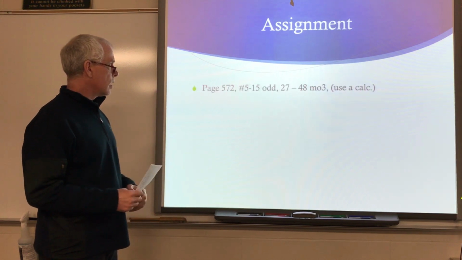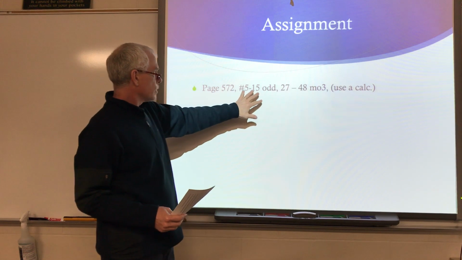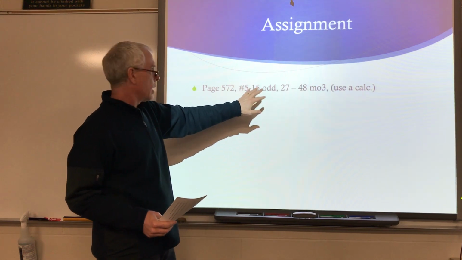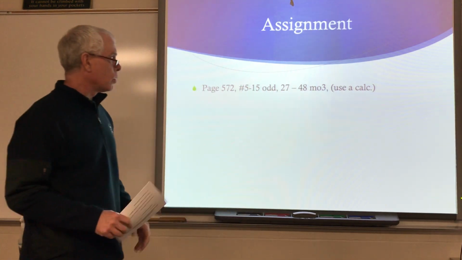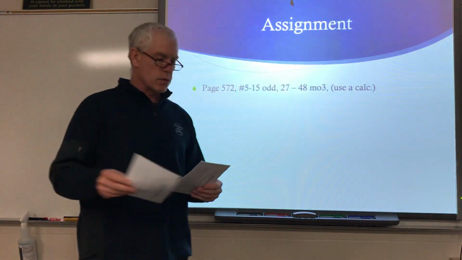So there's the problems here. So 5 through 15 odd. And those ones you can do by hand. There's not a lot of them, but you can do them by hand. But the 27 through 48 multiples of 3, use the calculator. Use reduced row echelon form. Do not do those by hand, you guys.